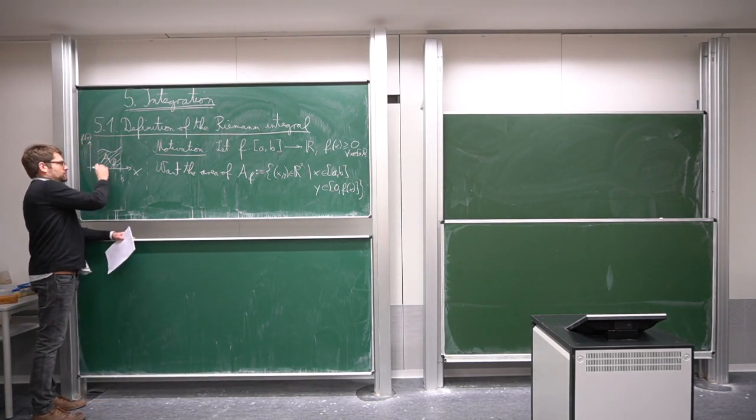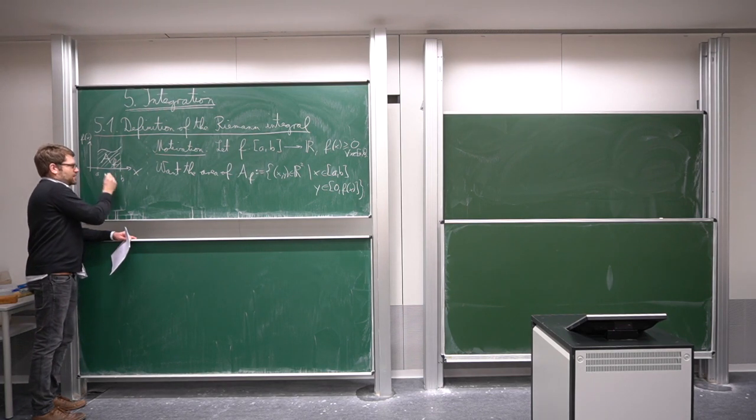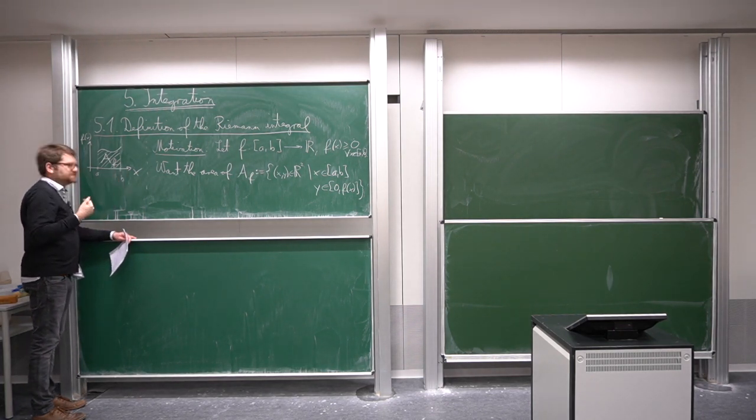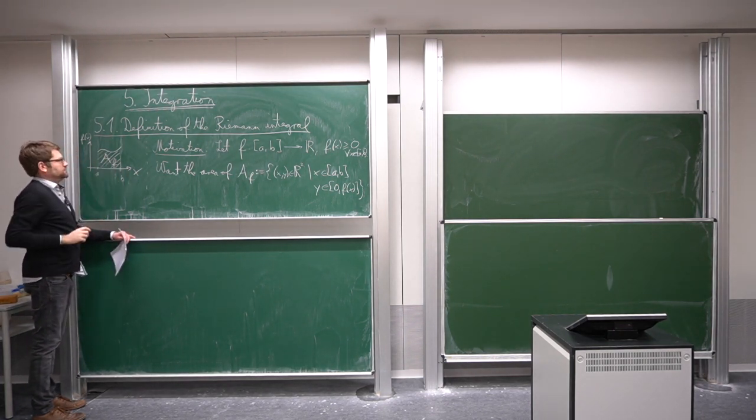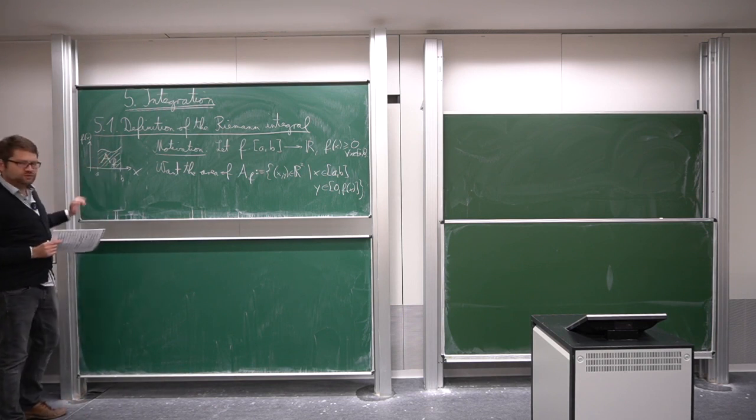But the idea is, how can we get this surface area? If we were below the x-axis, we want to count the surface area between the graph and the x-axis as well, but with a different sign. So we want the total net surface area of this region below the graph.